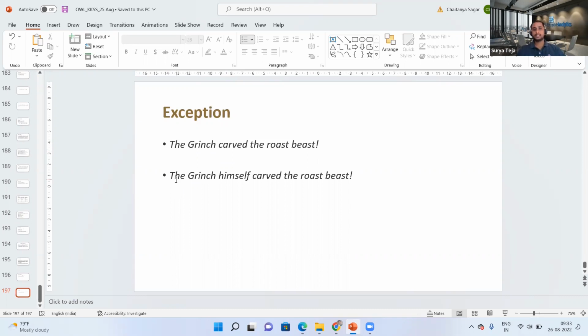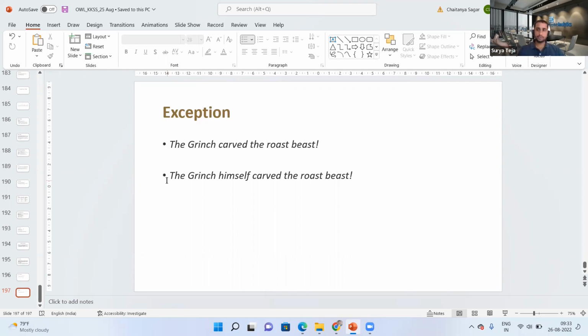But if you see the second sentence, the Grinch himself carved the roast beast. So we are using himself. The reason we are doing this is to give an emphasis to Grinch. Grinch is not a normal person. If you are using some Mr. X or Mr. Y, you can simply say Mr. X made this thing, or he carved the roast. But the fact that Grinch is the king, he is not a normal person. He never does such things.